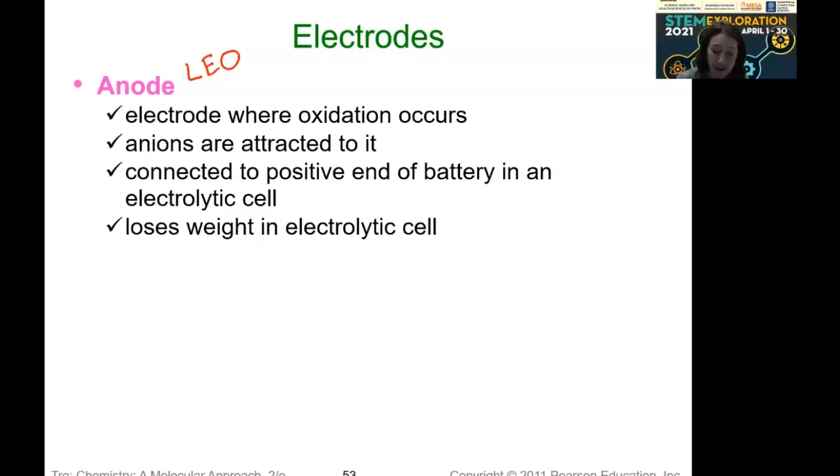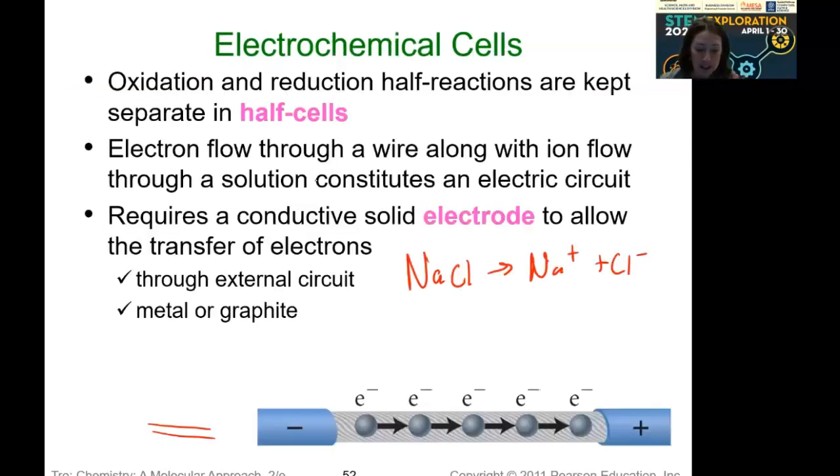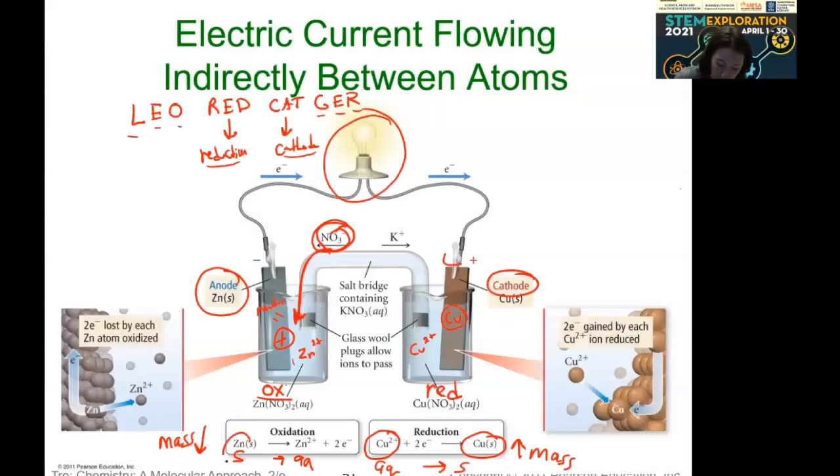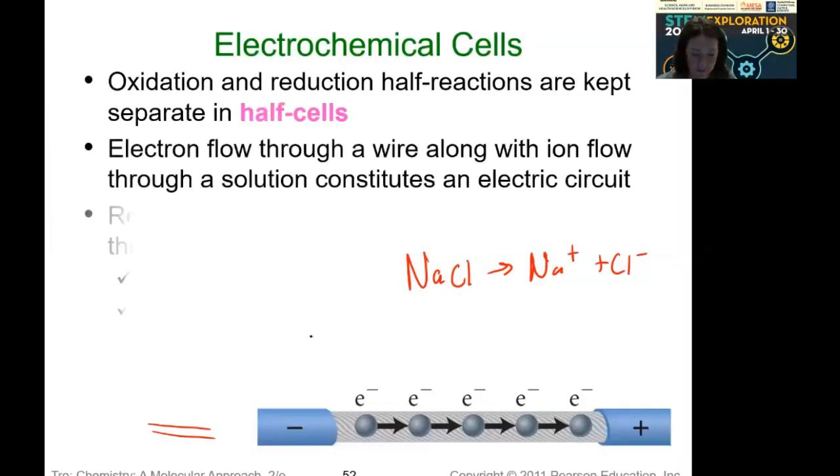In a battery, it's connected to the positive end of the battery. In an electrolytic cell, which we're going to talk about electrolytic, voltaic, and other cells, but not today, it also loses weight, right? Because remember, the reason it's losing weight is because we're going from a solid to an aqueous. So our solid, this electrode right here, is continually becoming our aqueous solution. So it's losing weight.